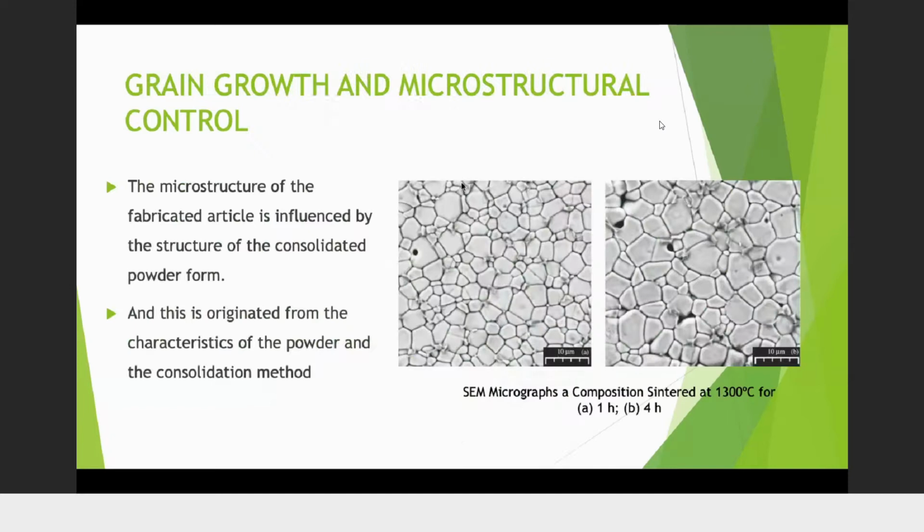So the final microstructure of your ceramics body is influenced by the powder preparation, how you compact your powder, how homogeneous your powder is, and what shape your powder is. And during the compaction, how do you compact it? Do you just press it down from the top, or do you apply pressure all throughout the mold? Right, so the grain growth and the microstructure of the fabricated ceramics will be influenced by the first step when you decide to make your ceramics body.